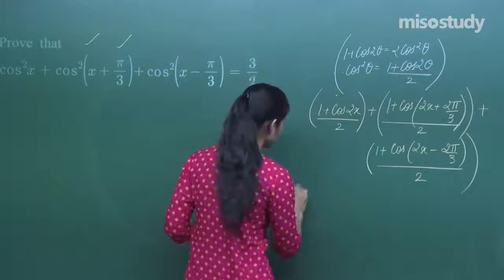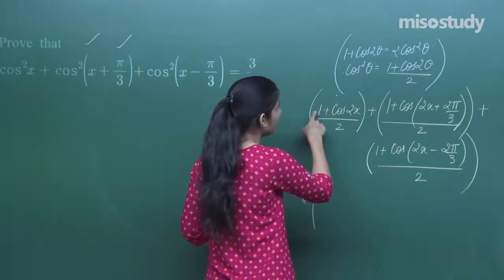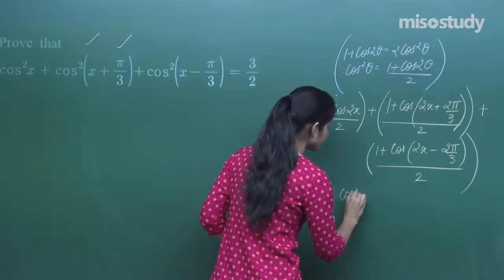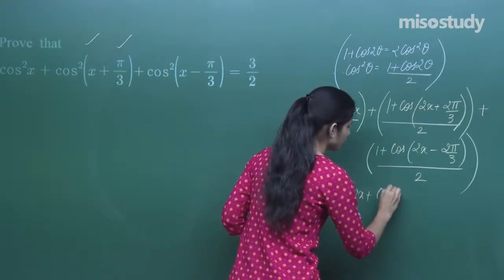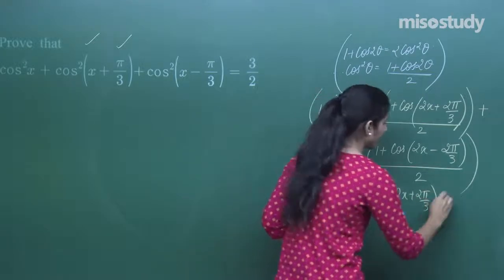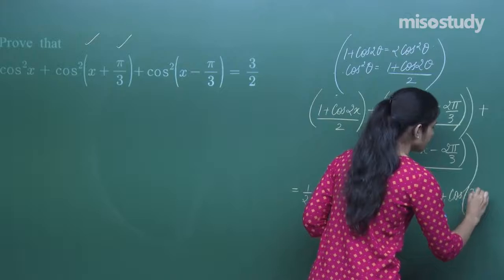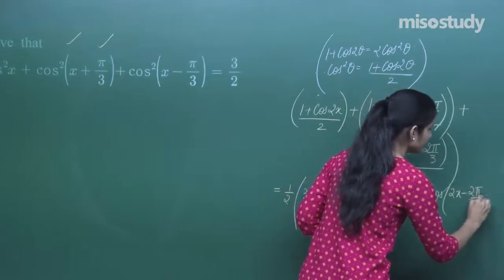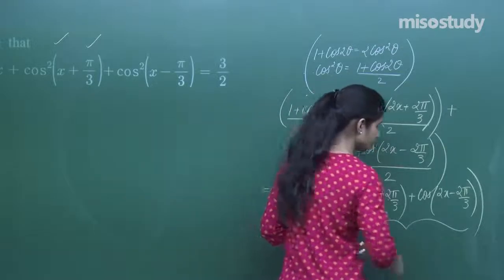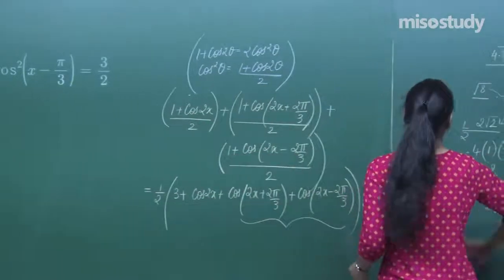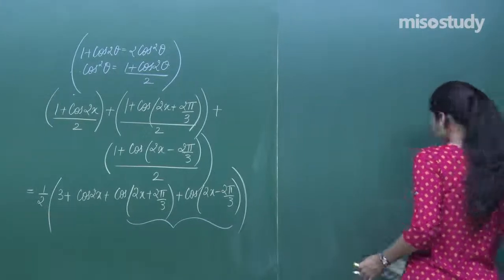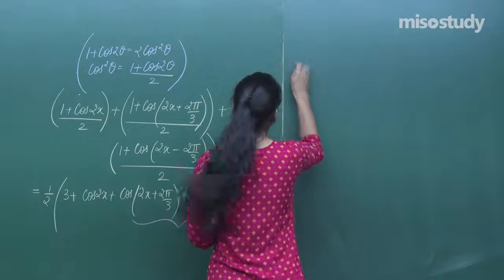Clearly 1 by 2 is coming out common. Inside you have 1 plus 1 plus 1, that is 3, plus cos 2x plus cos of 2x plus 2 pi by 3 plus cos of 2x minus 2 pi by 3. Over here if you apply cos c plus cos d, what will you be getting? Cos c plus cos d is 2 cos of c plus d by 2, cos of c minus d by 2. Let's apply.